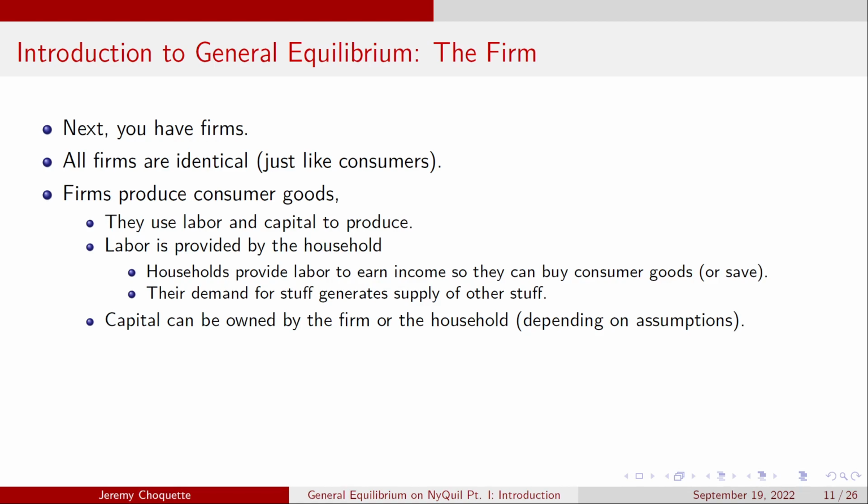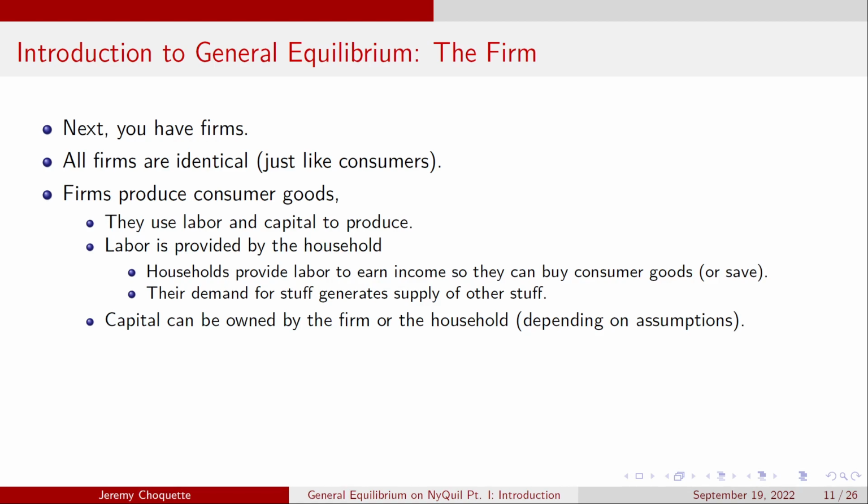say you work for a bank doing some kind of quantitative modeling. Well, that's great. That's awesome. And the income you get from doing modeling for a bank can then be used to buy really nice fancy guitars, right? So your demand for guitars is going to be generating the supply of banking services for other people.